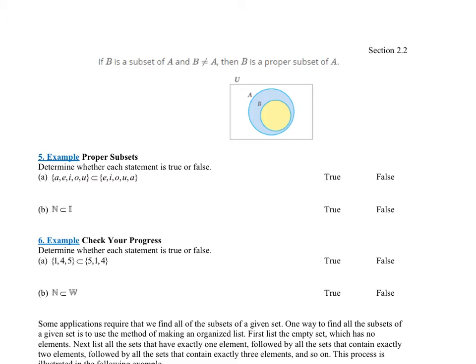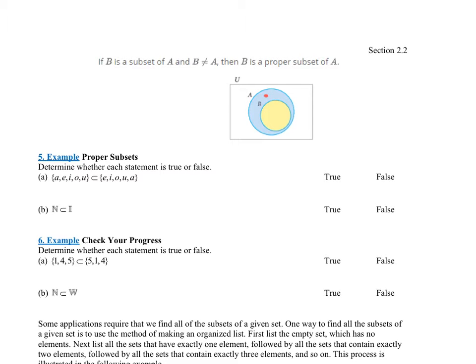So how can we see a picture, a visual graph using Venn diagrams of proper subsets? Well, you would have your universe being the box, you would have A, and then you would have a circle B that is entirely inside of A, indicating that there is some element here in A that is not in B. That would be the visual representation for a proper subset.